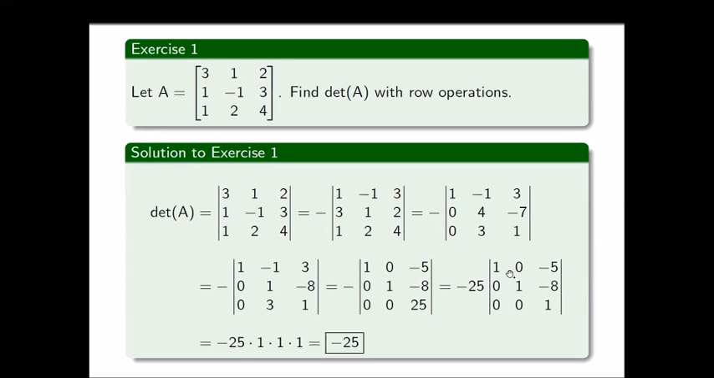And we know that since it's in the row echelon form, it's also in the upper triangular form. And therefore, the determinant of this matrix is just 1 times 1 times 1. And therefore, the determinant of the matrix A is minus 25 times 1. And that's just minus 25.